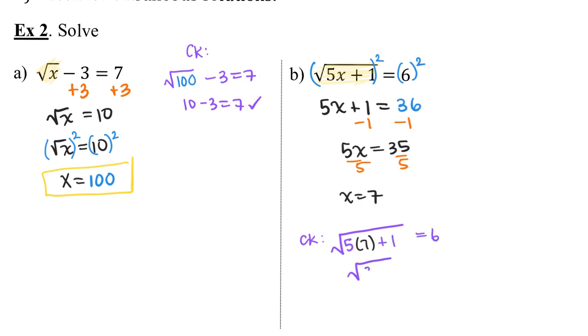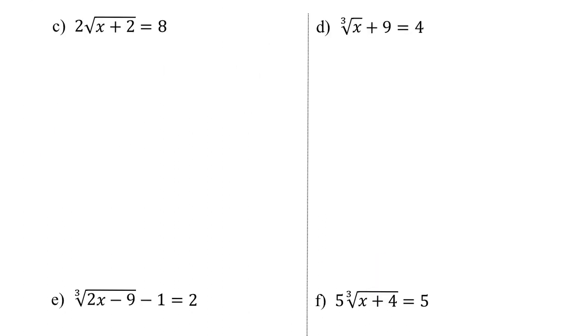What is that? 35 plus 1? 35 plus 1 is the square root of 36. Does that equal 6? Oh, it does. Since it works, I'm going to go ahead and box it. It's a valid answer. Okay, let's try some more.